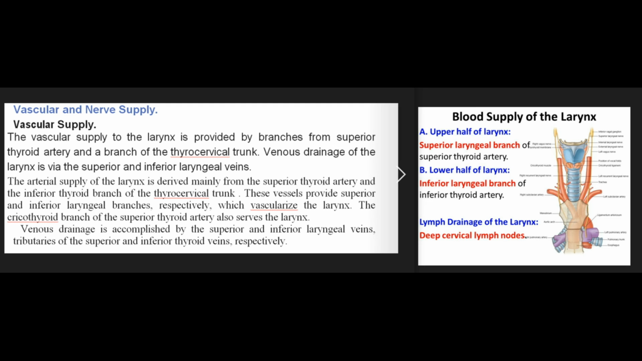The arterial supply of the larynx is derived mainly from the superior thyroid artery and the inferior thyroid branch of the thyrocervical trunk. These vessels provide superior and inferior laryngeal branches, respectively, which vascularize the larynx. The cricothyroid branch of the superior thyroid artery also serves the larynx. Venous drainage is accomplished by the superior and inferior laryngeal veins, tributaries of the superior and inferior thyroid veins, respectively.